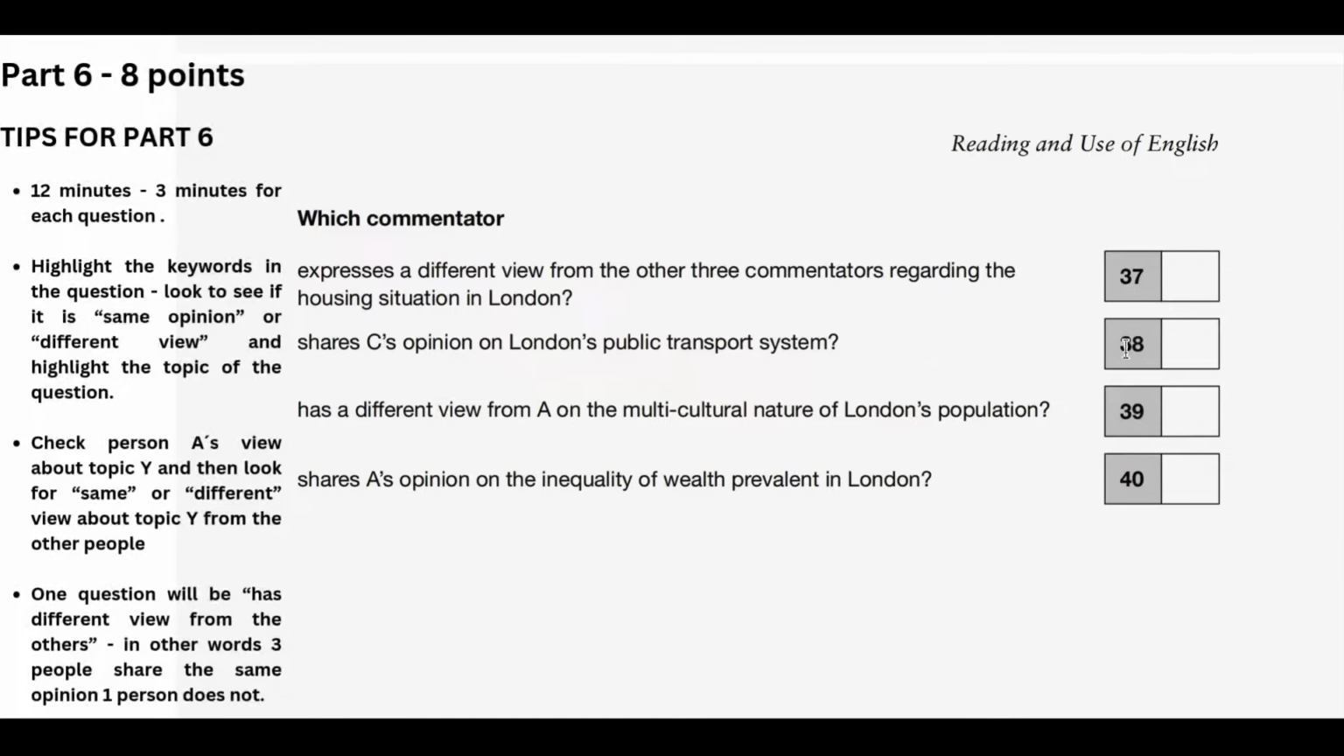And then we just have to do the others. We have to find out what C says about public transport system and find the other person who has the same opinion as C. Or in 39, check what A says about multicultural nature of the population of London and find a different view from the other people to what A says.